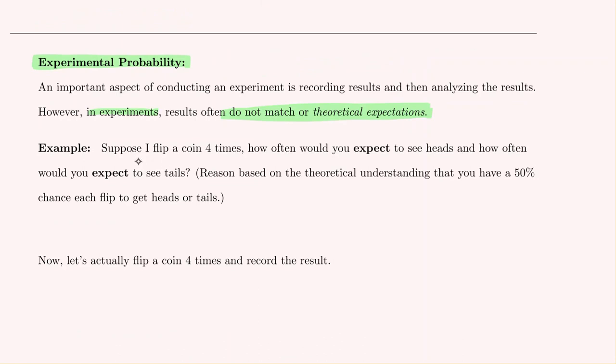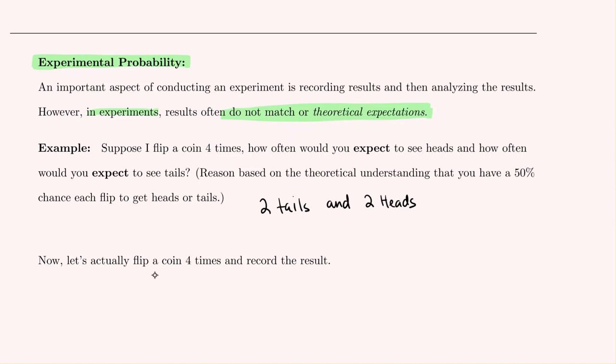Consider an example where I flip a coin 4 times. If I flipped a coin 4 times, how often would we expect to see heads, and how often would we expect to see tails? If I flipped a coin 4 times, and I was to guess about how often heads or tails would occur, since each flip has a 50% likelihood of being heads or tails, my best guess might be to think that I might have had 2 tails and 2 heads in no particular order.